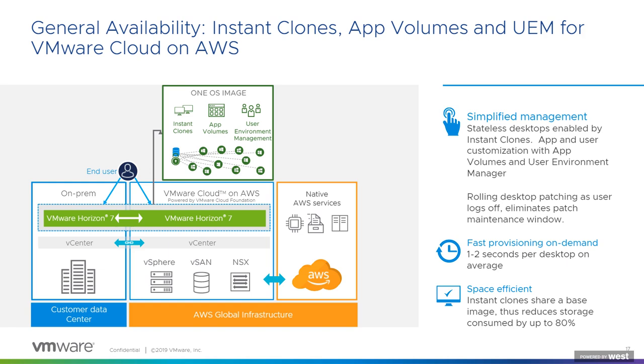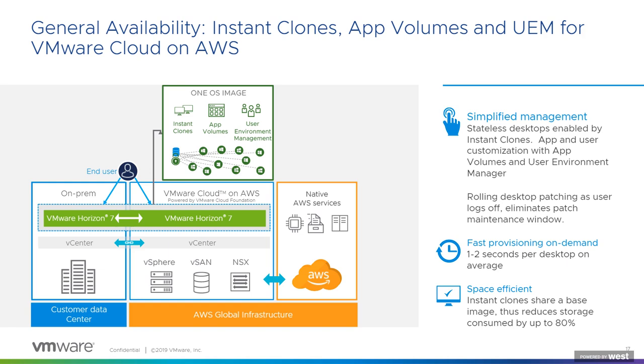App Volume can be used to deliver applications very effectively and efficiently across a huge number of stateless instant clone desktops. And then User Environment Manager can be used to customize each instant clone to the user's profile or specification when a particular user logs in. So very powerful technologies, with those three working together.